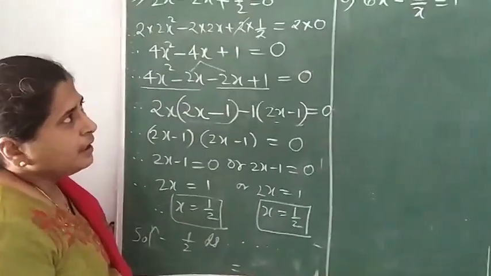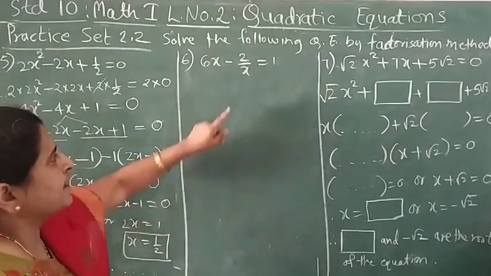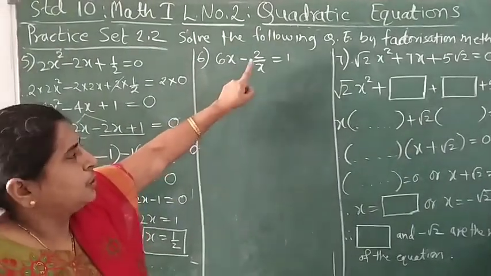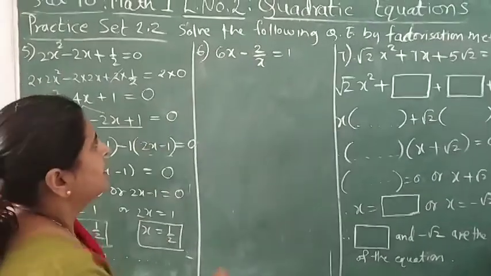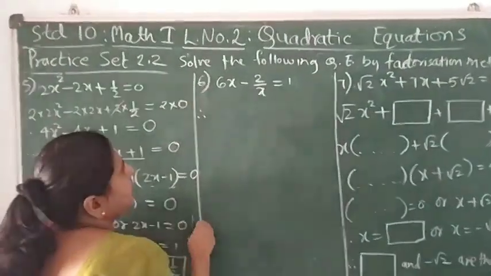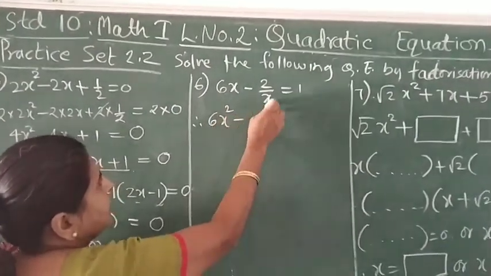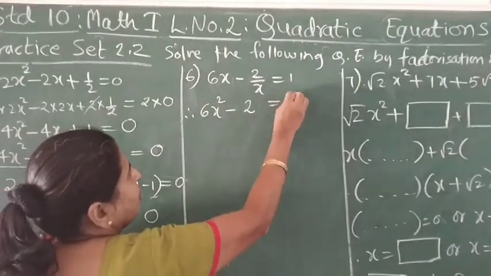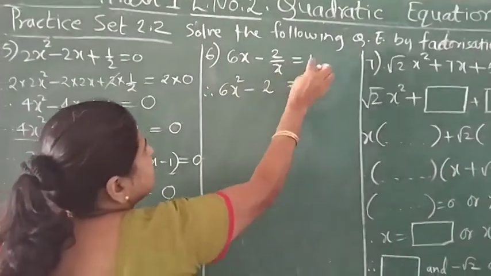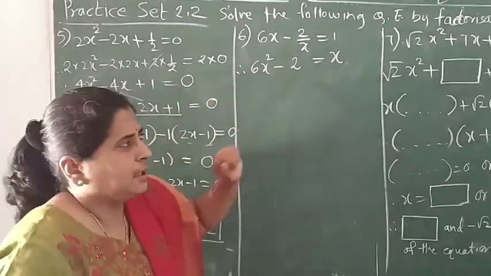Okay. Now similarly here we have something in the denominator. What is in the denominator? x. To eliminate this from the denominator, multiply by x. So if you don't write it out, if you do it directly, multiplying by x, here we get 6x square. Minus x will get cancelled. 2 is equal to 1 into x is x. Each term is multiplied by x. Either you show it like this or you can do it directly like this.